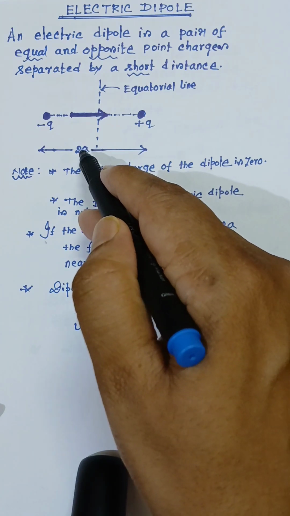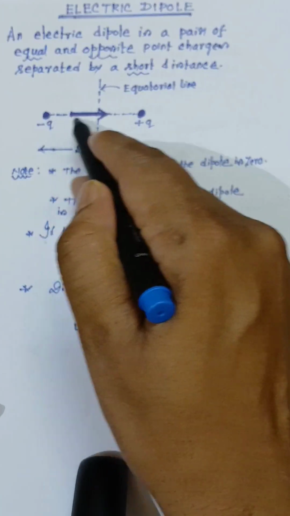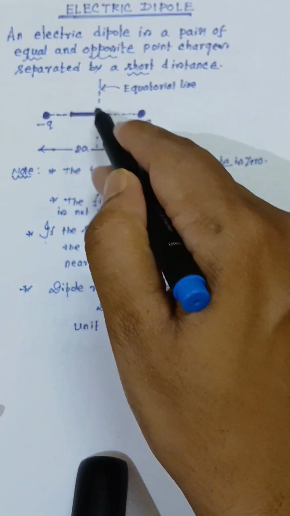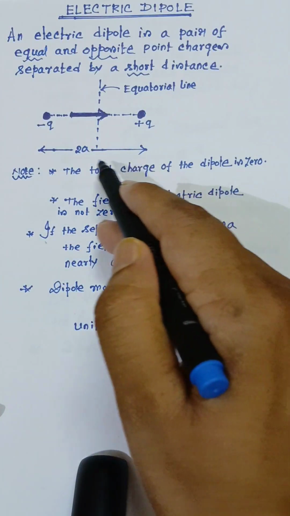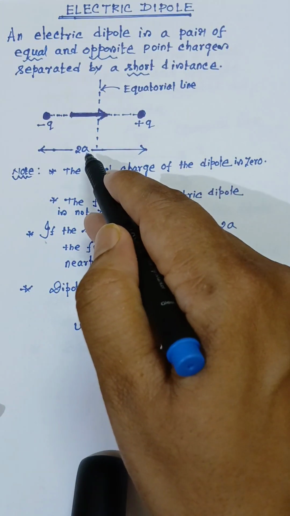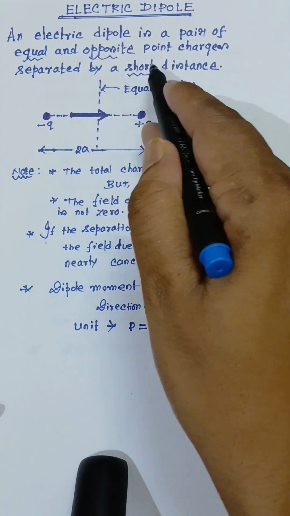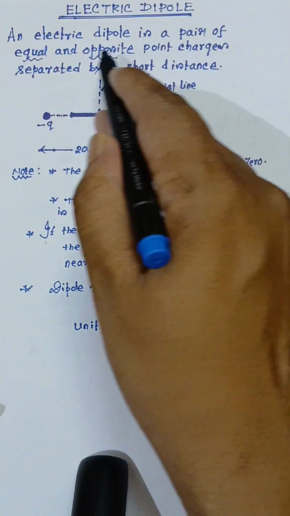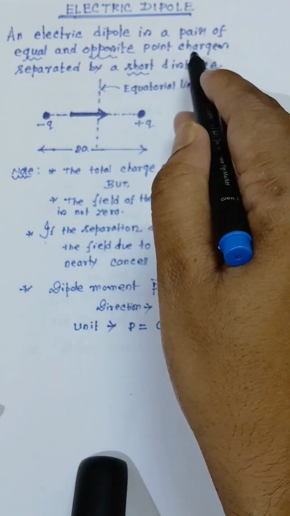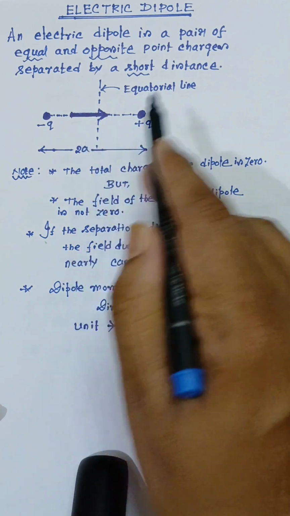We have taken the distance as 2a because in future, for further calculations, with respect to the midpoint, the expression will come in terms of a. That is why we have taken the total distance between minus q and plus q as 2a, but this distance is very small, because as per the condition of the electric dipole, both the point charges will be separated by a short distance. So this is the concept of electric dipole.